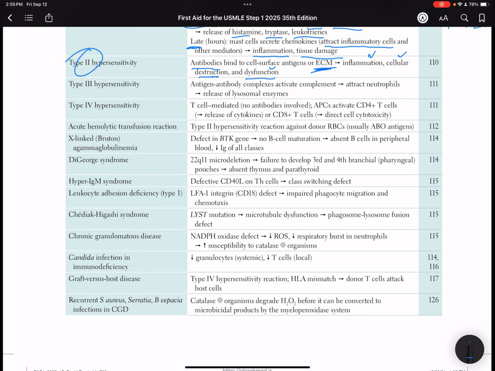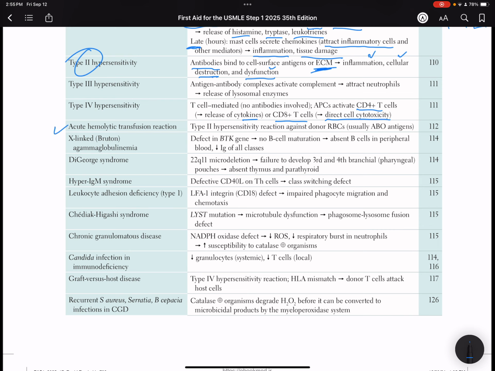What is type 4 hypersensitivity? Type 4 hypersensitivity is T cell mediated, no antibodies involved. They have APC activation with CD4 plus T cells. This releases cytokines, or CD8 plus T cells lead to direct cell cytotoxicity. So type 4, there is no antibodies involved. There is only T cell mediated functioning, and APCs activate CD4 T cells. This releases cytokines or CD8 plus T cells that cause direct cell cytotoxicity.